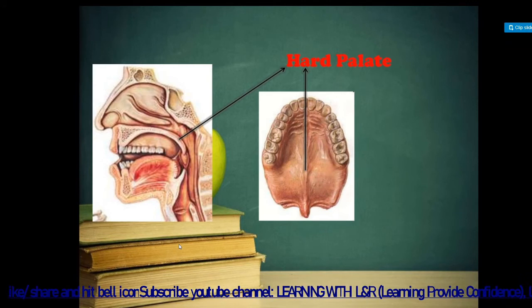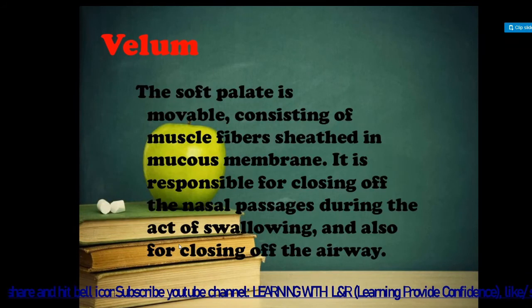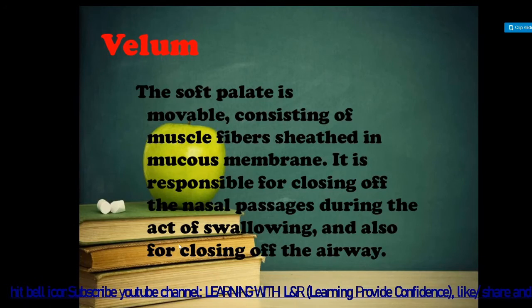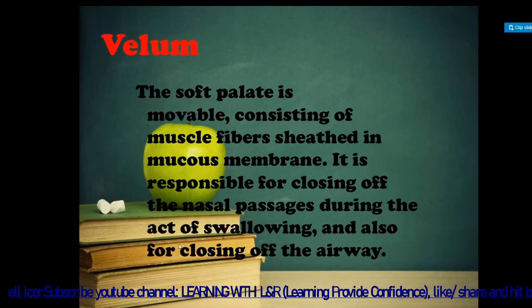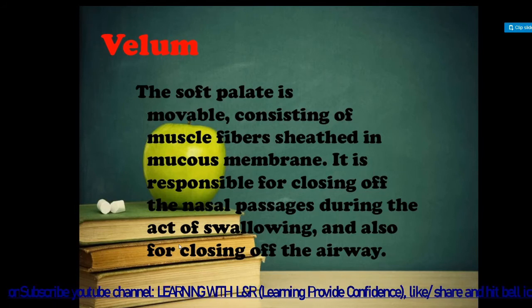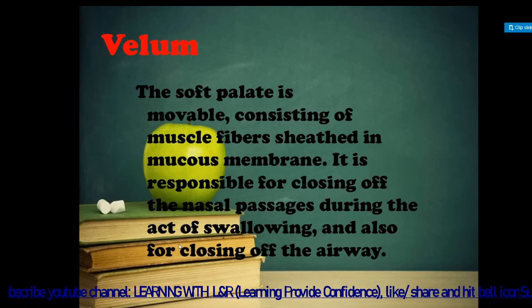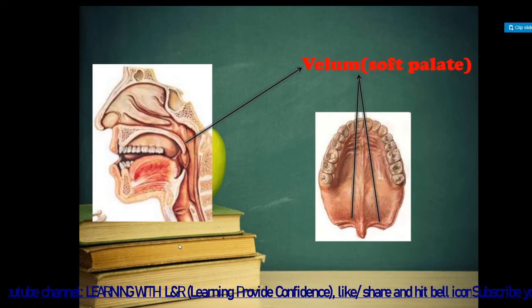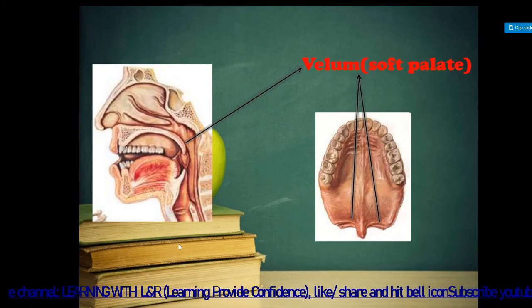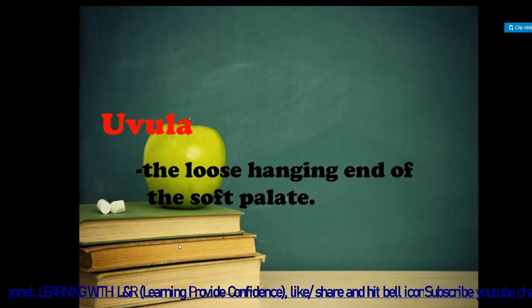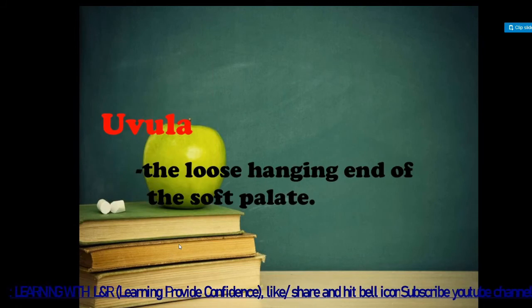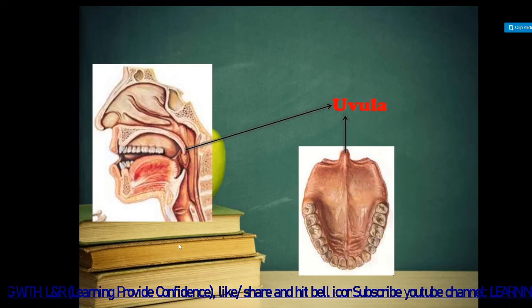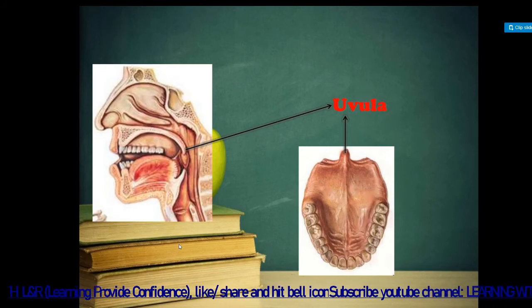Hard palate, also known as the roof of the mouth. It's your hard palate. Then velum. The soft palate is movable, consisting of muscle fibers sheathed in mucous membrane. It is responsible for closing of the nasal passages during the act of swallowing and also for closing of the airway. Then velum, soft palate. Then uvula, the loose hanging end of the soft palate. It is indicated with black arrow, uvula.